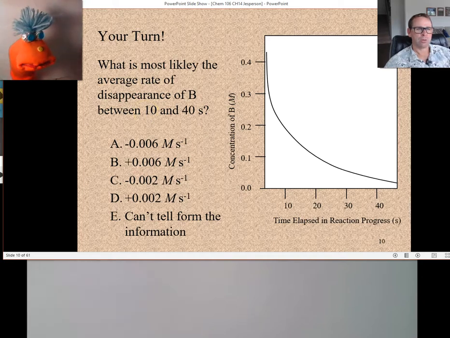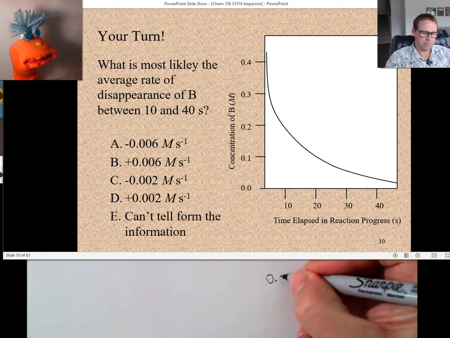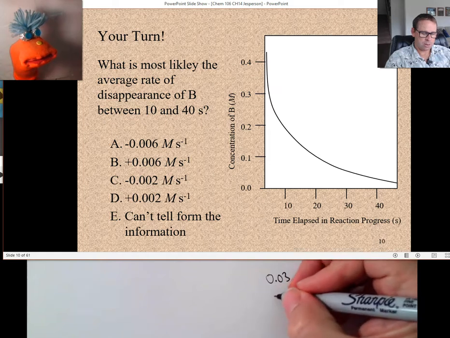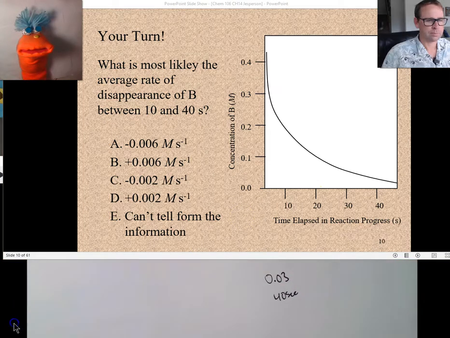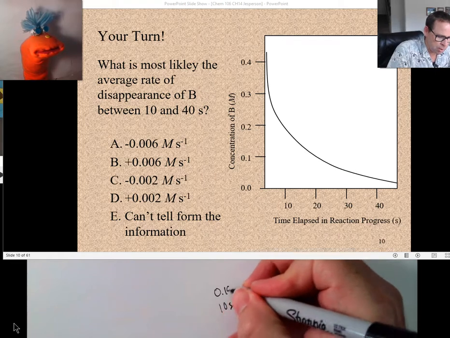10 and 40 seconds. So let's see. Y-axis, concentration of B in molarity. X-axis, time, and there's 10. So at 10, it looks like we have about 0.2, is that right? Okay, maybe a little bit less than 0.2, but we can say 0.2. And then at 40, you got maybe 0.03. Okay, so I have 0.03 at 40 seconds. And at 10 seconds, we got about maybe 0.19. Is that okay? Okay, that's okay. So at 10 seconds, we got about 0.19.